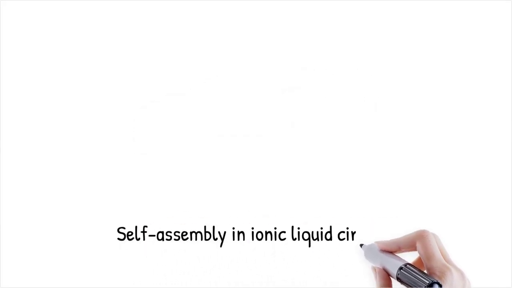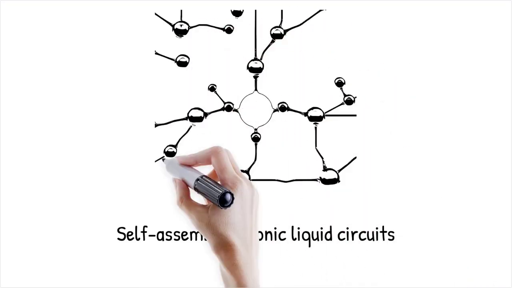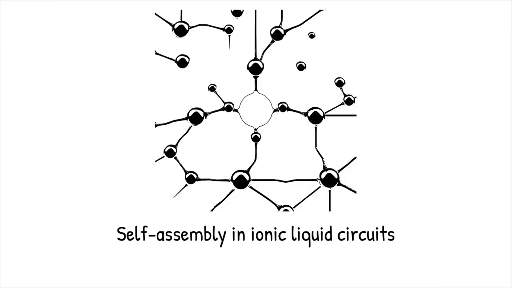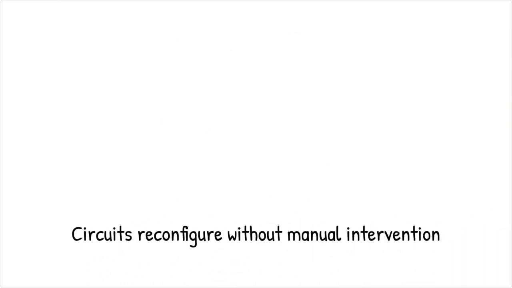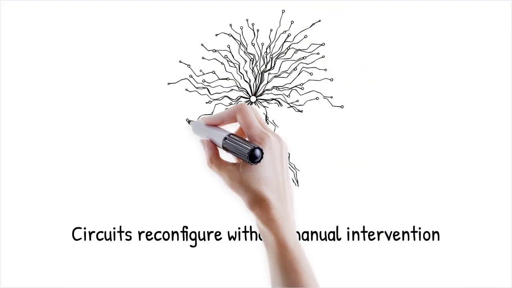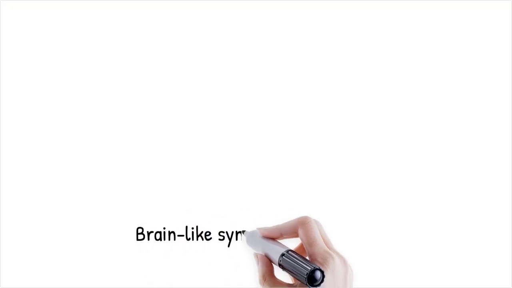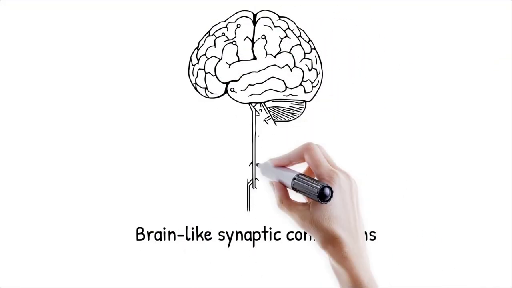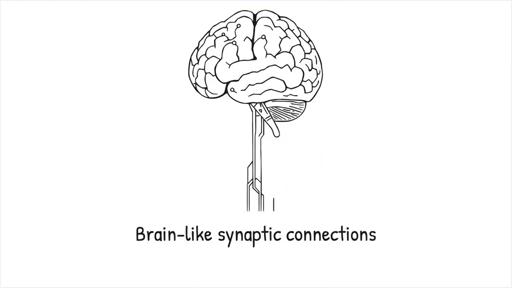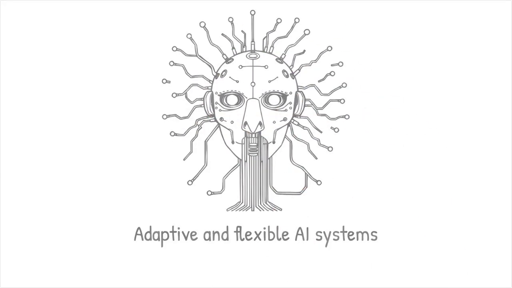Self-assembly in ionic liquid-based systems refers to the ability of molecules to organize spontaneously into functional structures under appropriate conditions. This phenomenon allows circuits to reconfigure themselves, creating new pathways for information processing without manual intervention. Such reconfigurability is analogous to the brain's ability to form new synaptic connections in response to learning and experience. The dynamic nature of these circuits is central to developing adaptive, flexible AI systems.